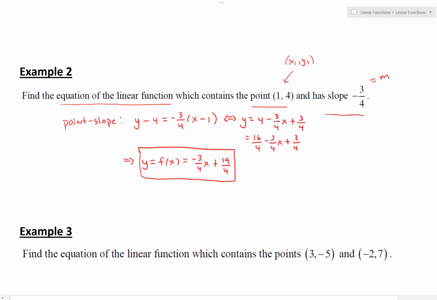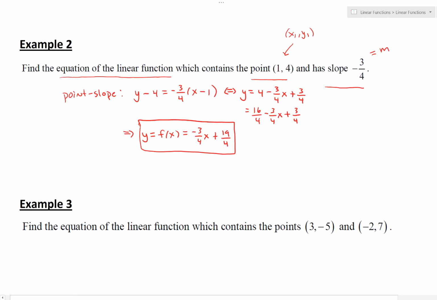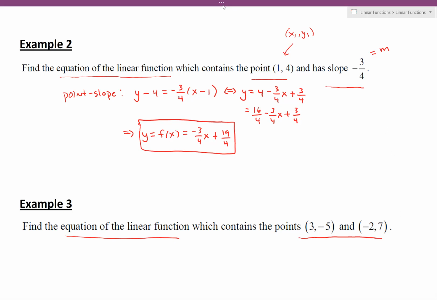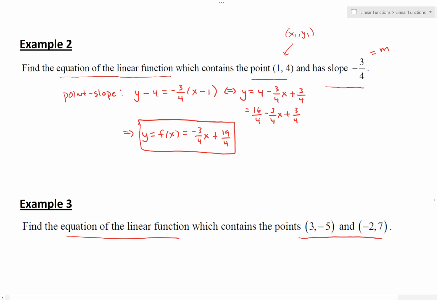Let's look at one last example here in which what we're given is just 2 points on the line. So in this case, we want to find the equation of this linear function, which has these 2 points, 3, negative 5, and 2, negative 7. Now, what do we do here is the question.